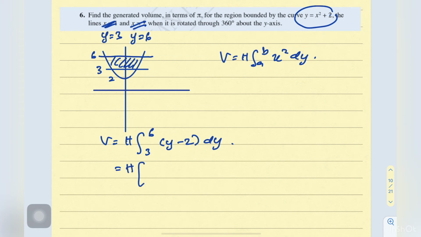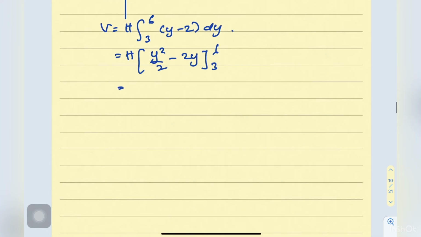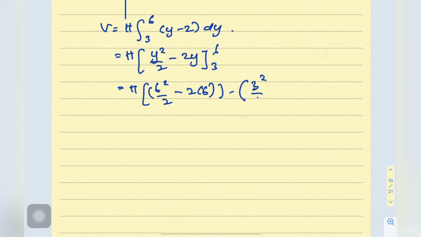Then pi, we integrate: y squared over 2 minus 2y, from 3 to 6. Then we substitute the upper limit: 6 squared over 2 minus 2 times 6, minus 3 squared over 2 minus 2 times 3. So the final answer is 15 over 2 pi.